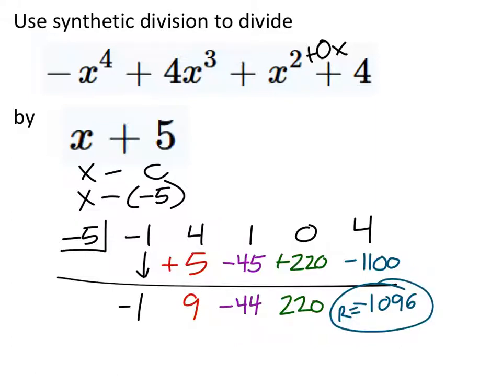And then again, we're going to drop the degrees here, starting with the first one, x cubed. That's a positive 9. That'll be x squared, negative 44x, positive 220. And that right there would be considered, for the homework, our quotient.